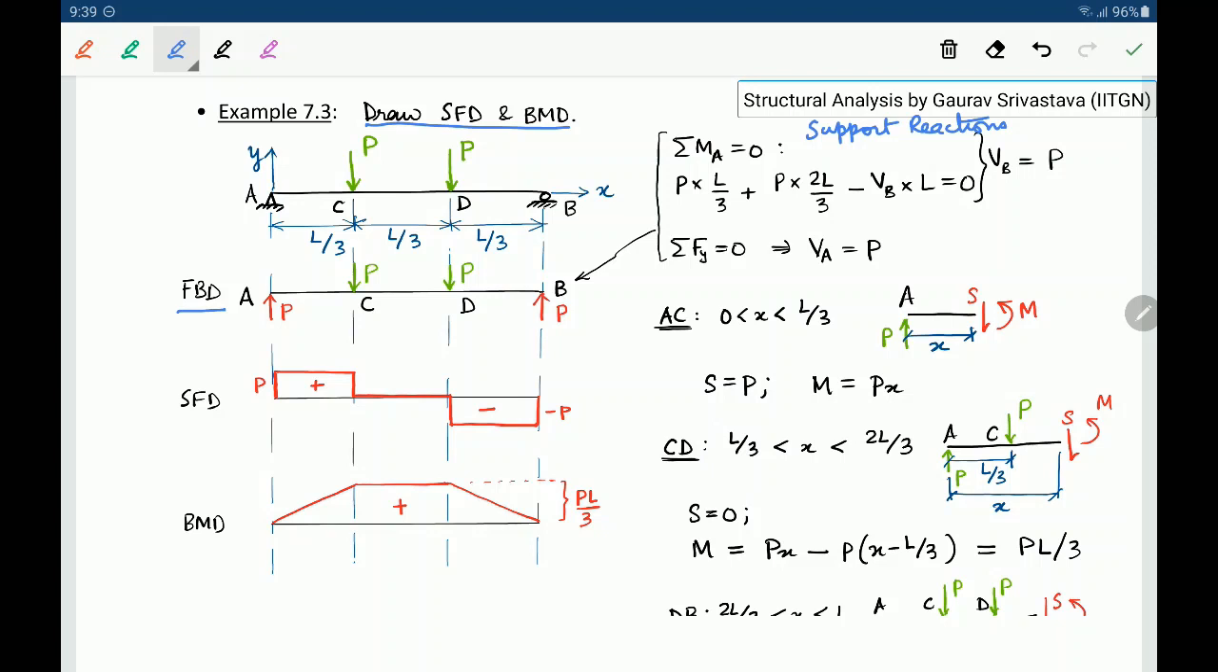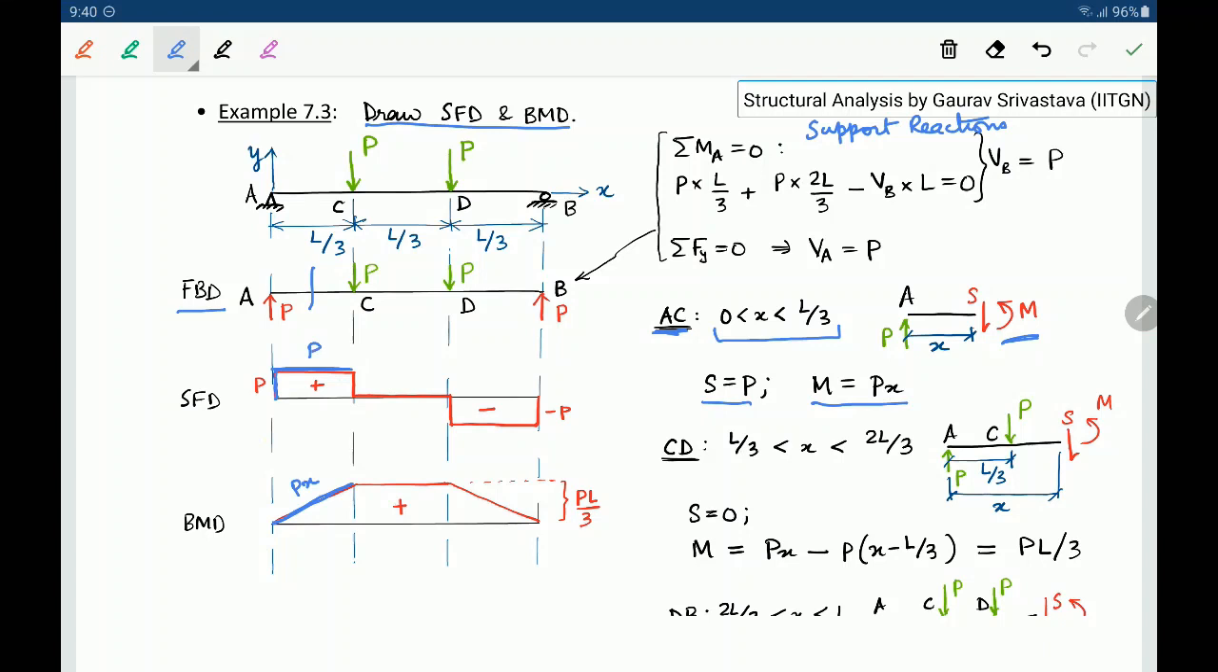Okay, and so this AC is when x varies from 0 to L by 3. Okay, so we start from A, we have a cut somewhere between A and C, and again this is a right cut, so we show this positive sign convention. So from here we find S equal to P and M equal to Px. Okay, so for the span AC, we know that the shear force is P, and the bending moment is Px.